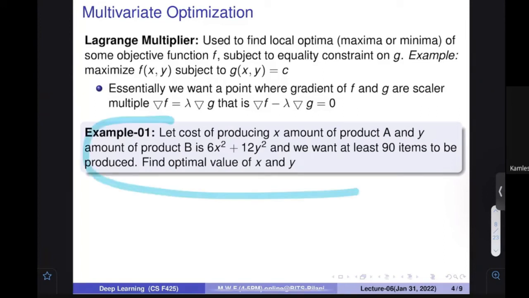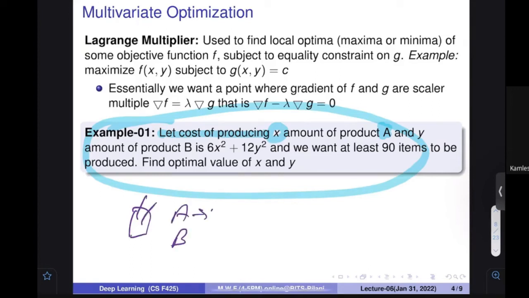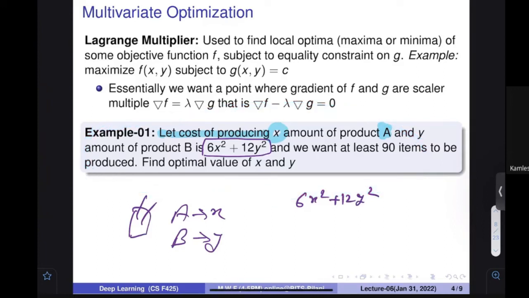This is one example that I have. Let's assume there is a factory that is going to produce two items, A and B, and I want x amount of A and y amount of B. Let's assume the cost of producing x amount of A and y amount of B is 6x square plus 12y square. And we want at least 90 items to be produced.